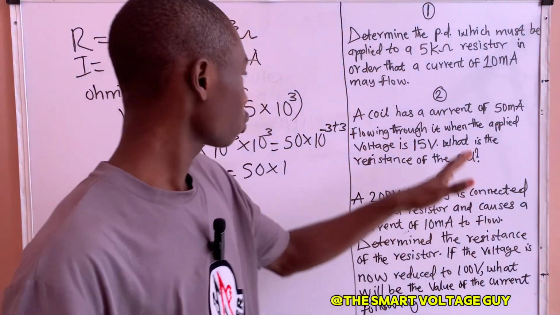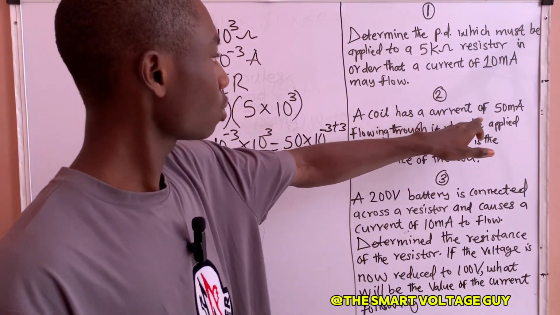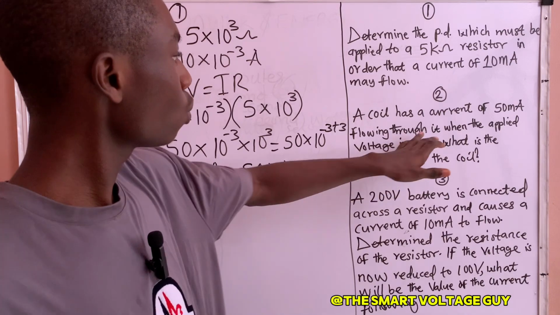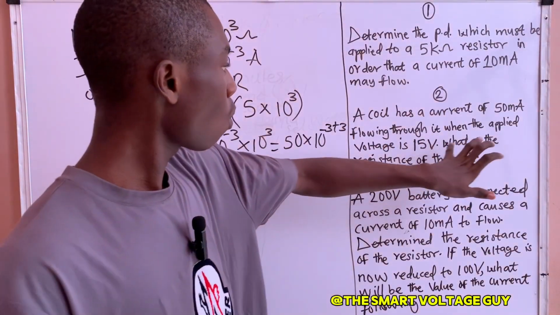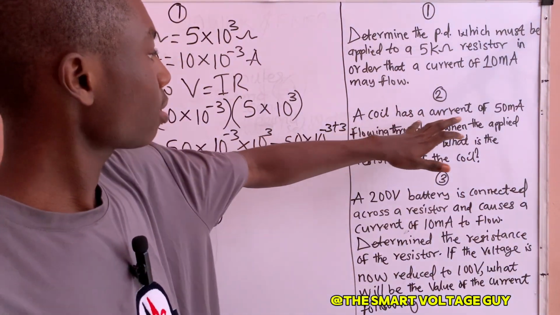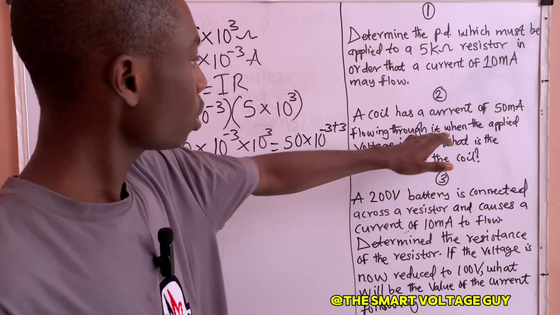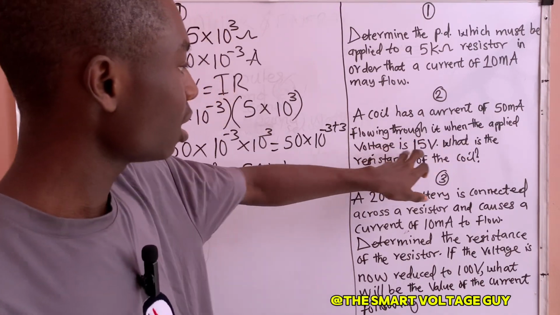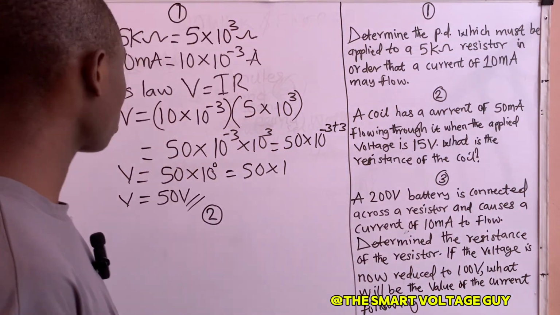Okay, for question 2, we are told that a coil has a current of 50 milliamps flowing through it when the applied voltage is 15 volts. What is the resistance of the coil? A coil has a current of 50 milliamps flowing through it when the applied voltage is 15 volts. What is the resistance of the coil?